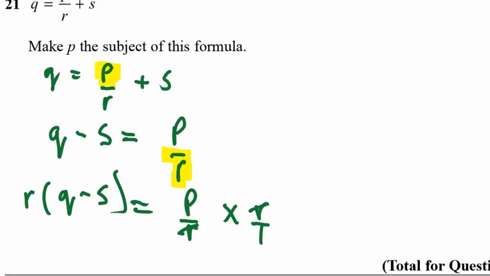Right, so the last little bit's going to be multiplying out this bracket. Because you have to keep simplifying until we get to the simplest form, R times Q is RQ, R times minus S is minus RS, is equal to P. And P comes from this right hand side here, which cancels down to simply P. So P is equal to RQ minus RS.